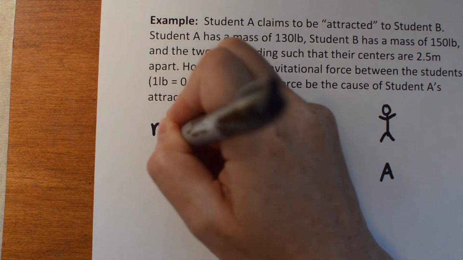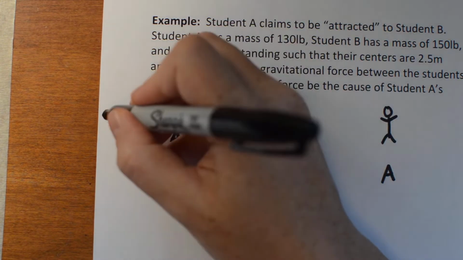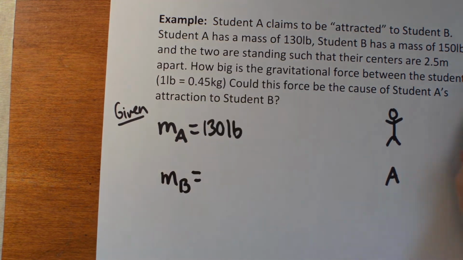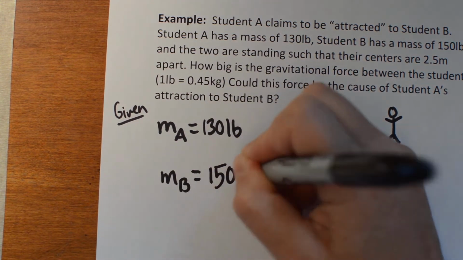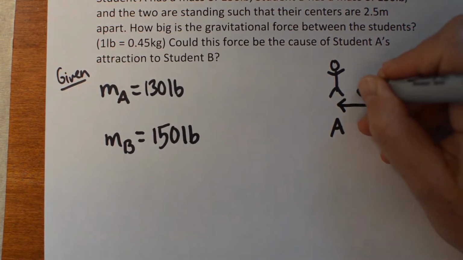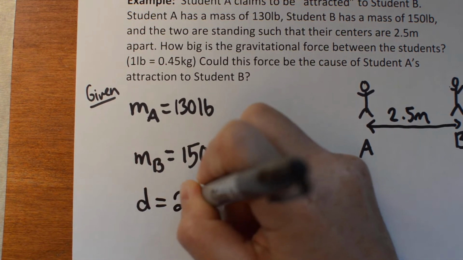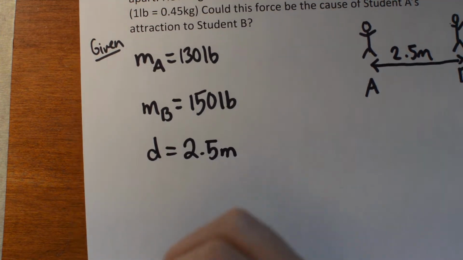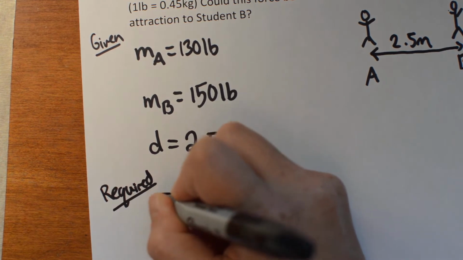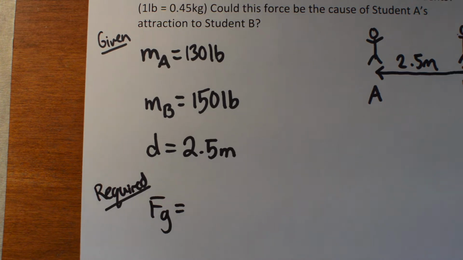So the mass of student A is 130 pounds. Let me just write down my givens here. The mass of student B is 150 pounds. And the distance between their centers, so this distance right here, is 2.5 meters. So d is 2.5 meters. And what we're required to find is the force of gravity that student A feels from student B, and conversely that student B feels from student A.